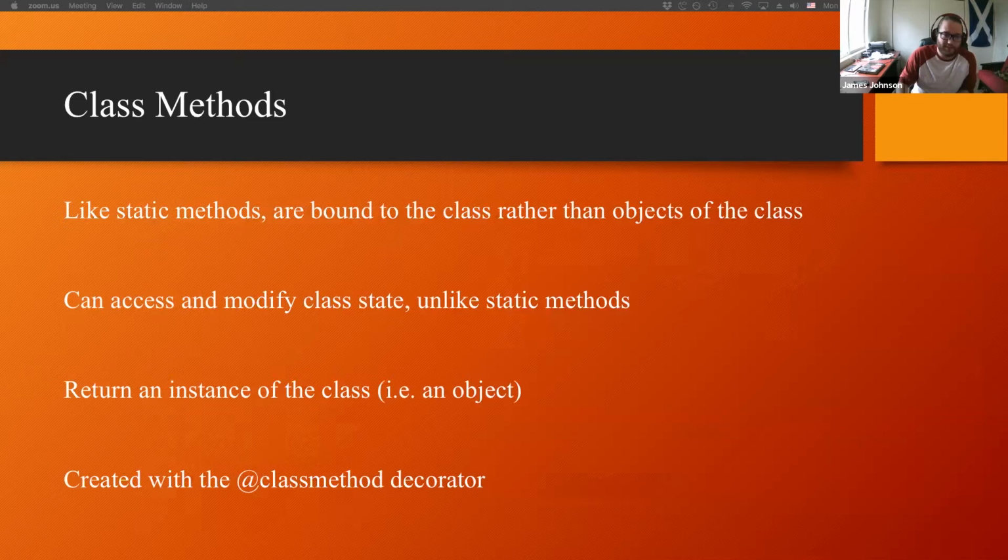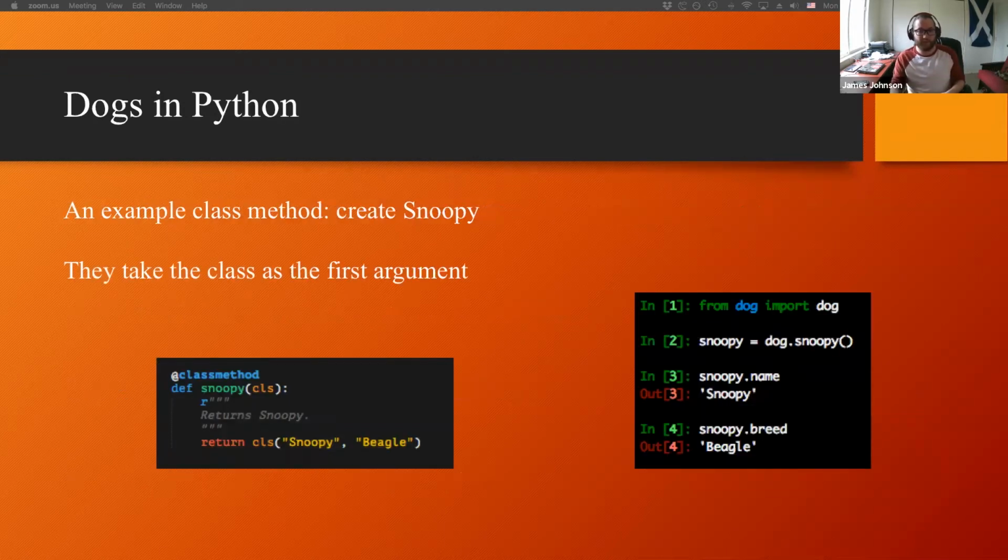This differs from a static method in that it can access and modify the state of an object, and specifically because it returns an instance of the class or one of the objects. And this is done with the @classmethod decorator. So an example of a class method would be to make the Snoopy object that I made in the previous examples.